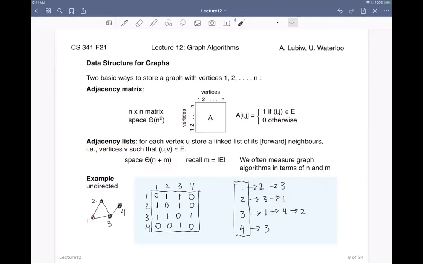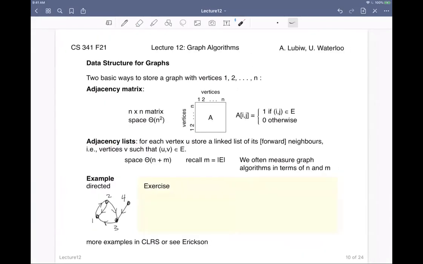Okay, by contrast, the adjacency matrix takes n squared space. So this matrix, even if it has a huge number of zeros in it, that is, m is very small, I am still explicitly storing all of the zeros for the non-edges and using space n squared.